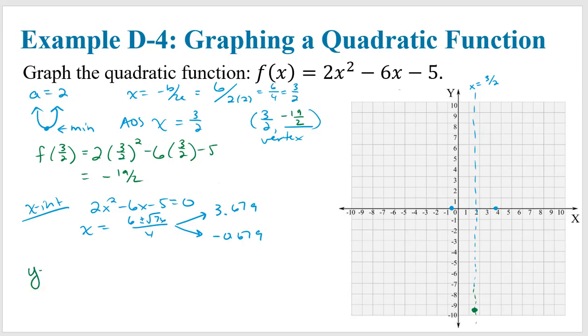If you want to find the y-intercept, which is step number 4, just make sure that you plug in 0 into your function. So you will get 0 minus 0 minus 5. So that gives me a y-intercept of negative 5. So negative 5 will then be a point, which means I will also need to have the point symmetric right over here. And notice I have 5 points, so I can now draw in my curve.